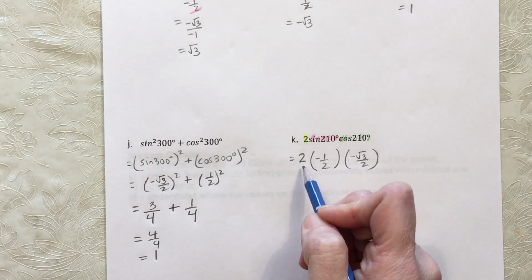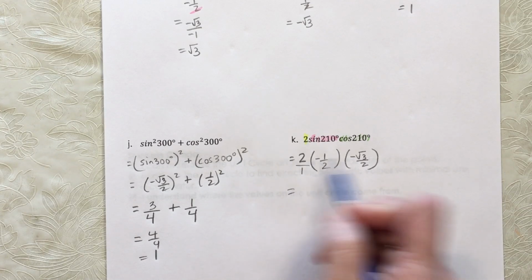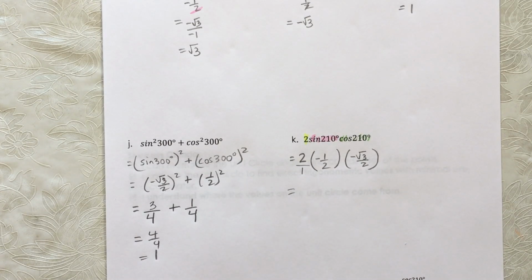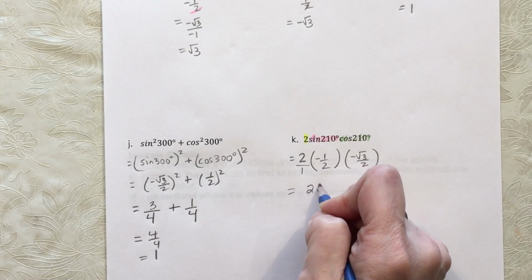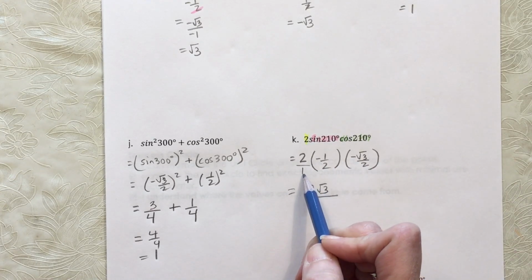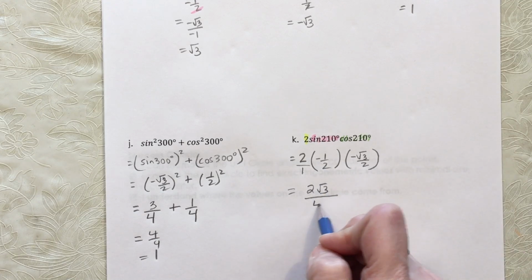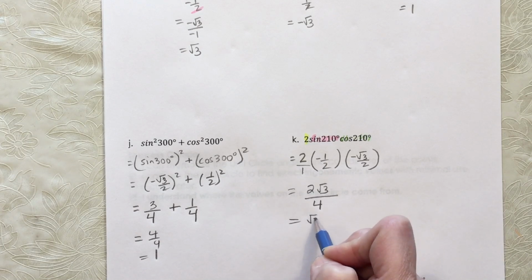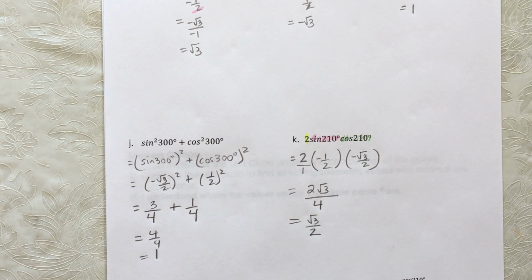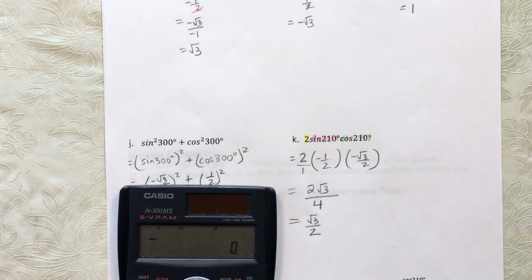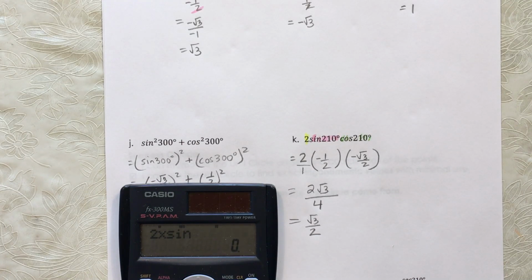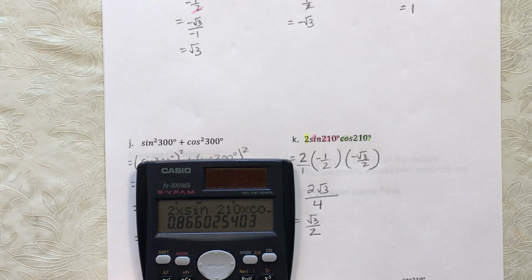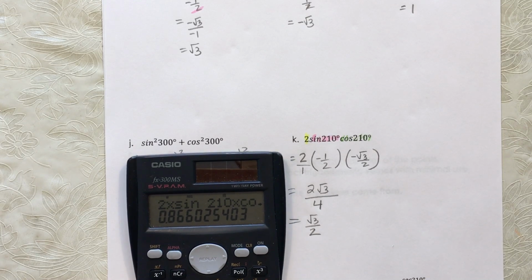And then I'll just make 2 so it has a denominator, because when you multiply fractions, that's the easy operation. You multiply all the tops together. So 2 times -1 times -√3 would be +2√3. And then you multiply the bottoms together. 1 times 2 times 2 is 4. And then 2/4 reduces to 1/2, so it's just √3/2. And again, you could check that on your calculator. 2 times the sine of 210 times the cosine of 210. You get this decimal, 0.866025. And then try √3 divided by 2, same decimal.